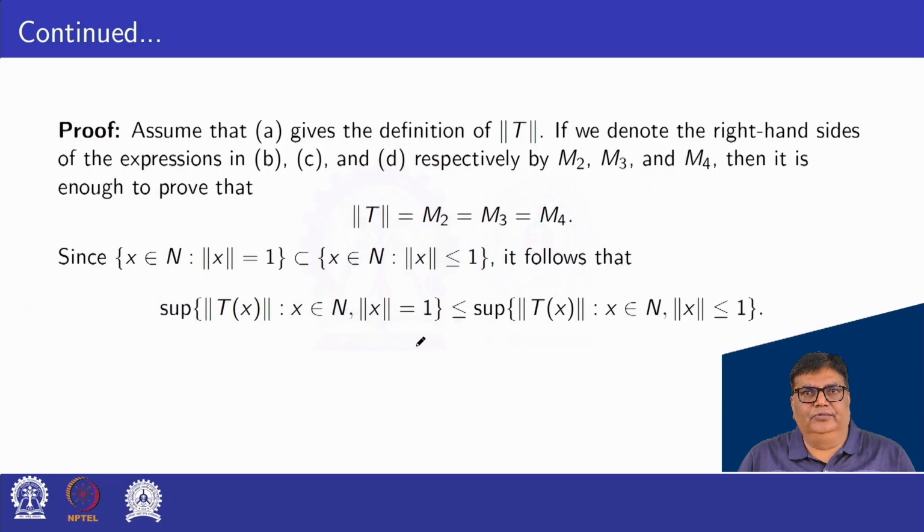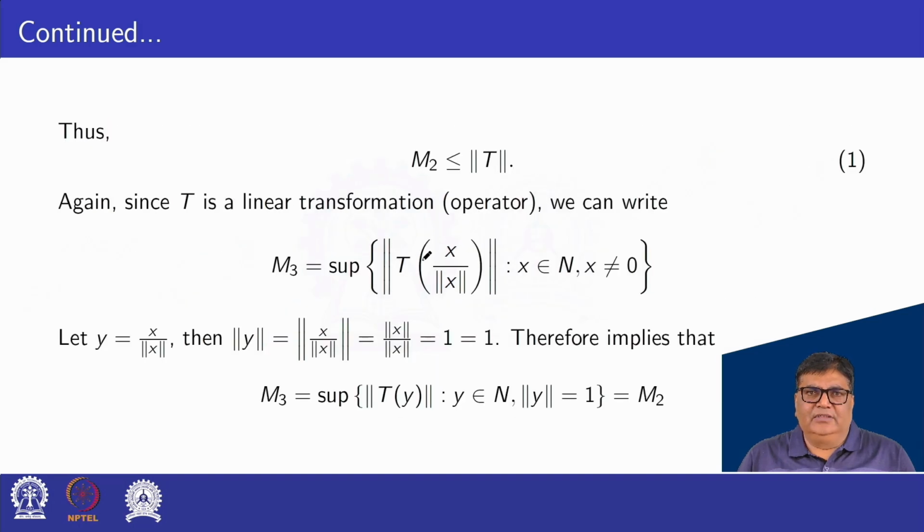Suppose x upon norm x is y. Here x belongs to N, that is a vector, and we know that if x is a vector and alpha is a scalar, then alpha x is also a vector. So here norm x can be treated as a constant. So x upon norm x can be treated as a vector, and we consider x upon norm x as a vector y.